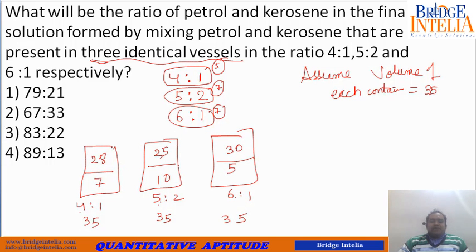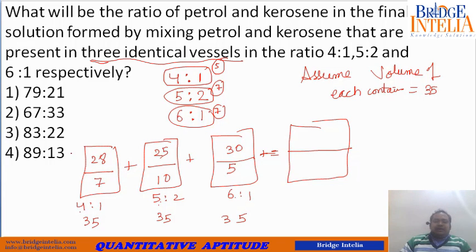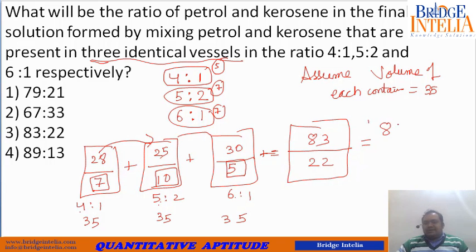So if you add these 3 mixtures, you will get a brand new mixture. In that mixture, let's find the actual quantity of the elements. 28 plus 25, 53. 53 plus 30, 83. And the second element, 7 plus 10, 17. 17 plus 5, 22. So in the final mixture, the resultant comes out in the ratio 83:22.